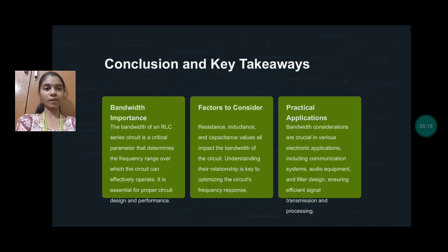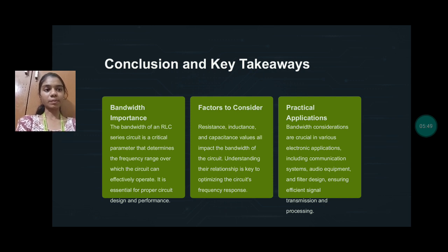Conclusion and key takeaways. Bandwidth importance: the bandwidth of an RLC series circuit is a critical parameter that determines the frequency range over which the circuit can effectively operate. It is essential for proper circuit design and performance. Factors to consider: resistance, inductance, and capacitance values all impact the bandwidth of the circuit. Understanding their relationship is key to optimizing the circuit's frequency response.